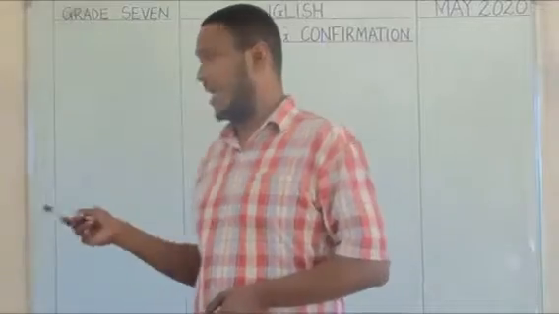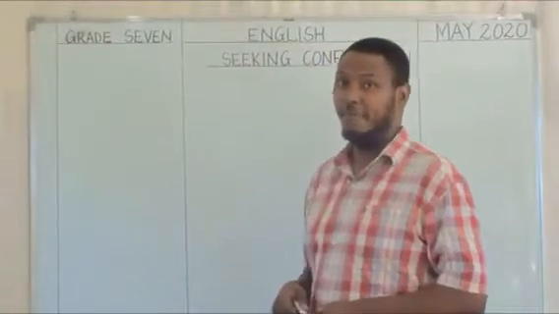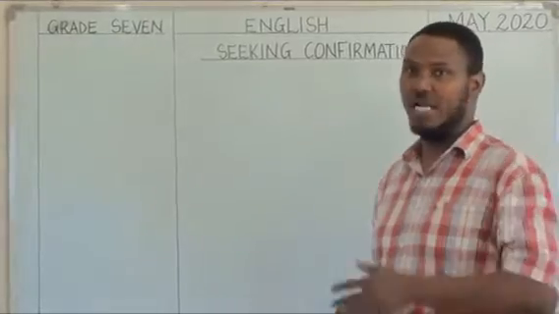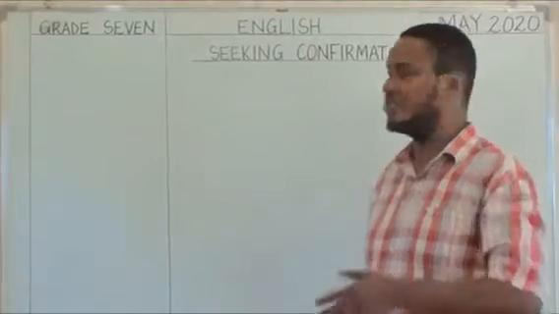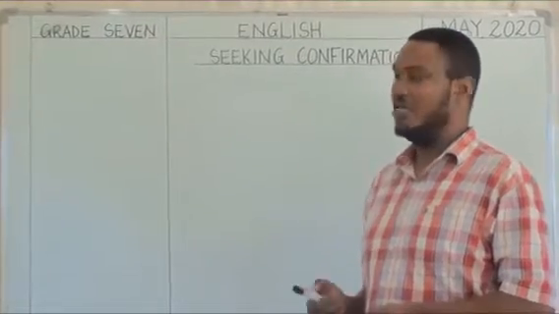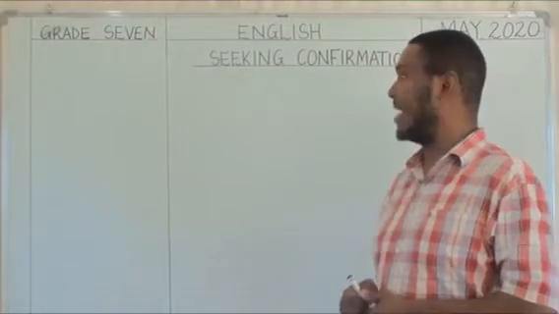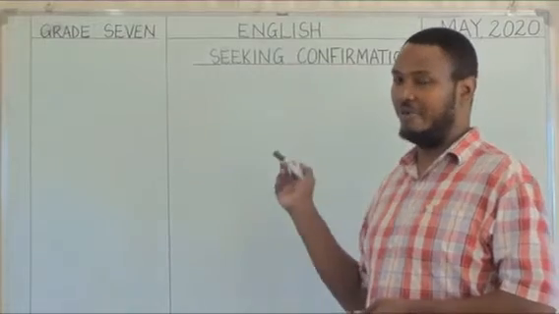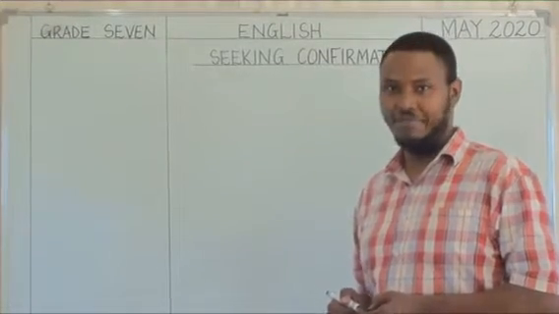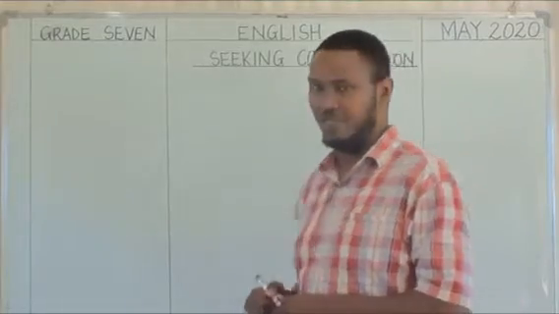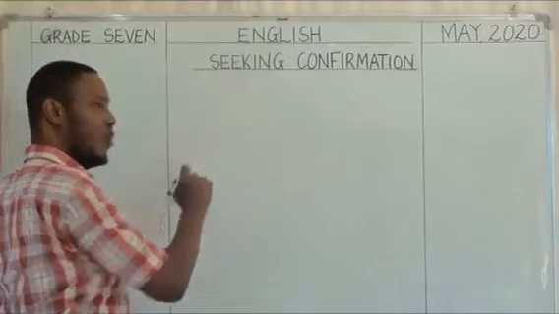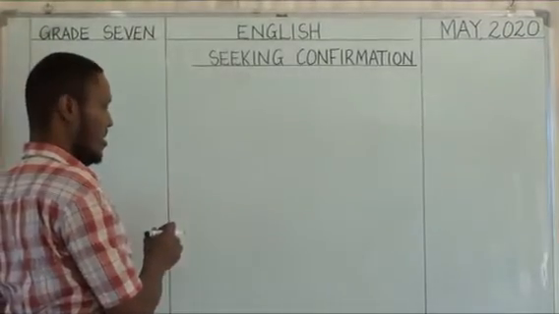Today we have another lesson, grade 7, and today we have a new topic. The last 3 lessons you've been looking at verbs and formation of tenses. So today we are going to look at seeking confirmation. Seeking confirmation is also another topic in the grade 7 syllabus. Let us look at the words that form this topic.